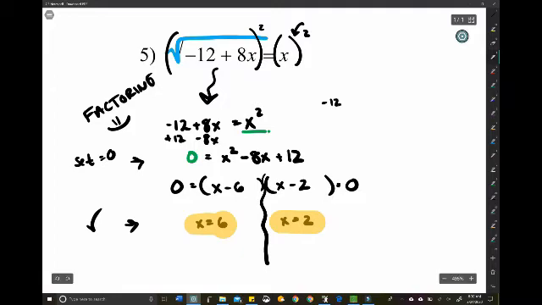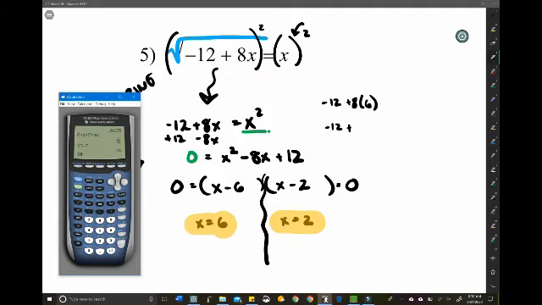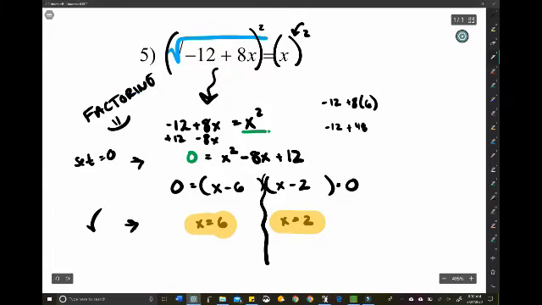Negative 12 plus 8 times 6, so I'm checking x equals 6. Again, don't be a hero: 8 times 6 is 48. That is 36. Square root of that, is that equal to 6? Because it's x, so you're substituting it in for everything. And 6 equals 6. That one is a solution.